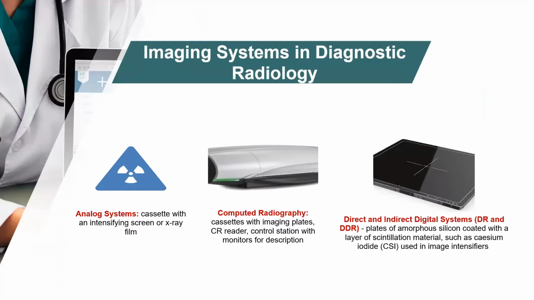So, in diagnostic radiology, we have the analog system, computed radiography, and direct and indirect digital radiography. The analog system is almost outdated now. Nobody follows it, but in some remote areas it is still used, where you have a cassette with a film sandwiched between two screens, which is exposed and then developed in a fixer and a developer. Now the system has changed to computed radiography and direct and indirect digital radiography. Next slide.